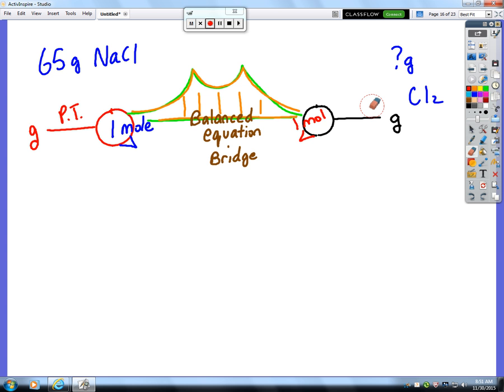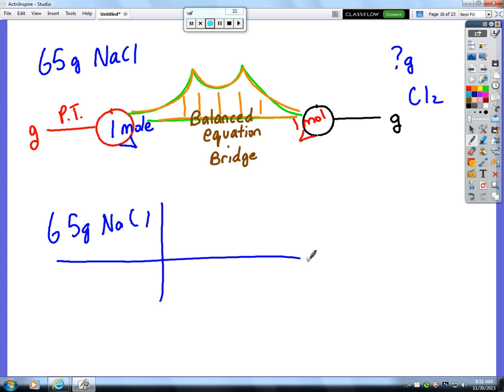Okay? So if I have 65 grams of sodium chloride, I have 65 grams of sodium chloride. What do I have to do? I've got to take grams of sodium chloride to moles. I'm trying to get from grams of what I have right here all the way over here.